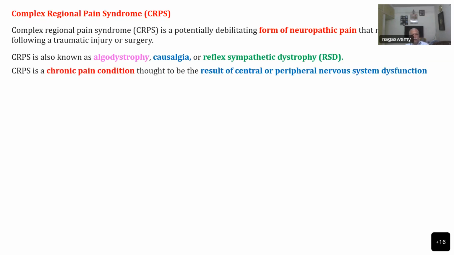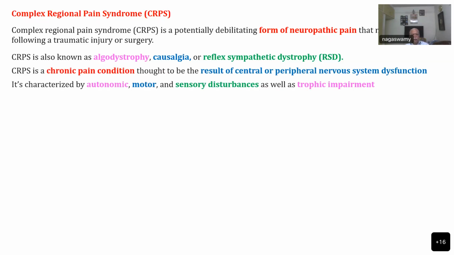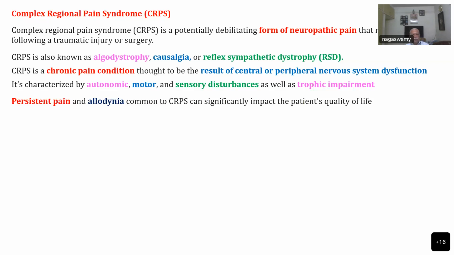CRPS is a chronic pain condition that results in central and peripheral nervous system involvement, and it involves all the components, autonomic, motor, and sensory, and also causes changes in the skin, nail and hair. That's called the trophic impairment. And there is persistent pain and allodynia. All of you know what allodynia is: pain perceived even for a non-painful stimulus. So that impairs the quality of life of the patient.